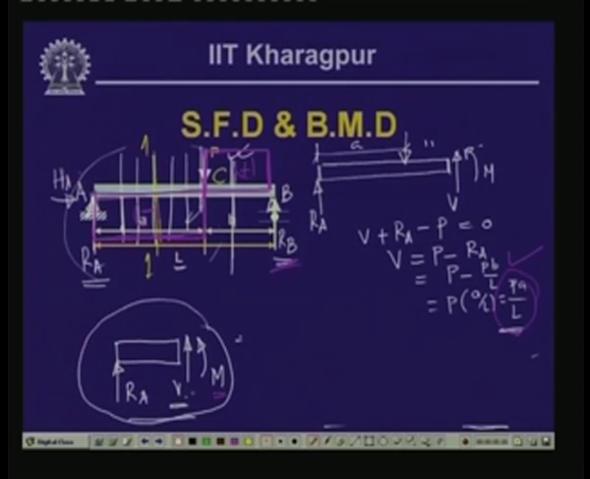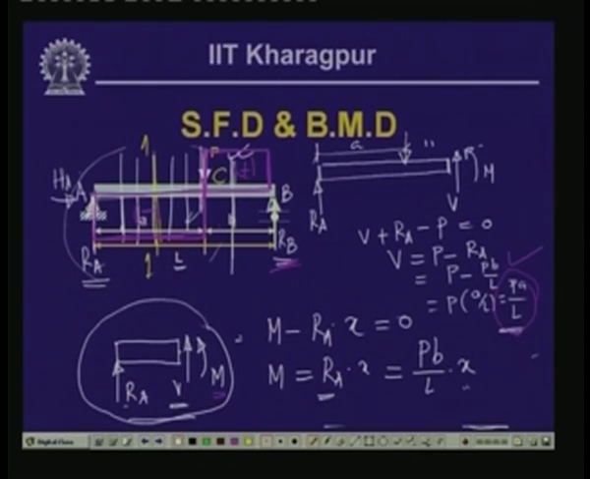Now, if we take the moment of all these forces on this particular free body with respect to this particular section, then we have the bending moment M, which is in the anticlockwise direction. Then we have the clockwise moment because of R A, so this is minus R A into x, and there are no other loads. So, this equals 0. This gives us the bending moment M equals R A into x, and R A we have obtained as P B by L. So, M equals P B by L multiplied by x.